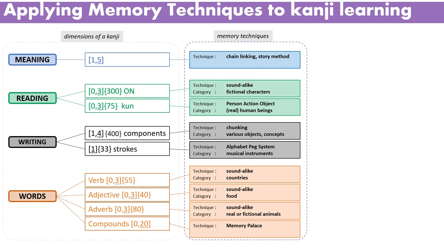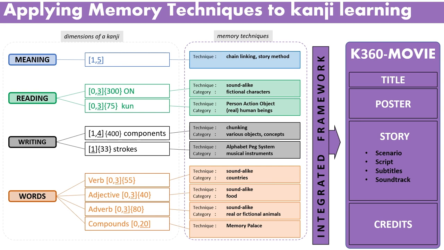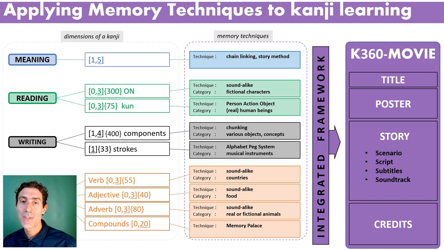And then, we'll take all this and integrate it into a movie. A movie with a title, a poster, a story, and even final credits. And this is the added value of the Kanji 360 experiment. Its originality. It is a system completely integrated. Existing methods are based on mnemonics, which tackle only one or two dimensions, but not all of those ones here. And they lack the integration into a coherent, bigger system, which actually helps in the initial encoding first, and then future recalls.